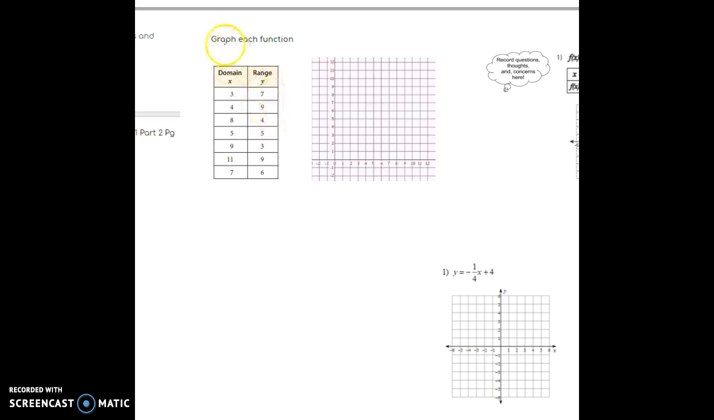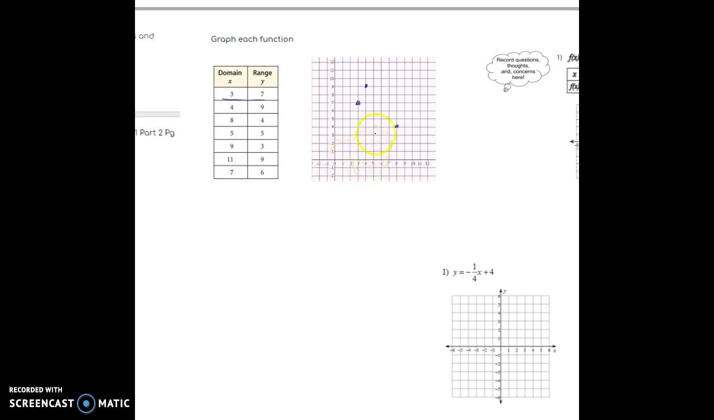All right, and then we're gonna graph by plotting points. They gave me the domain and the range. Remember, this is my x values, these are my y values. So for this point here, this is 3, 7. So I'm going to go left 3 and then up 7. Plot my point. Then 4, 9, up 4, or over 4, up 9, sorry. Over 8, up 4.